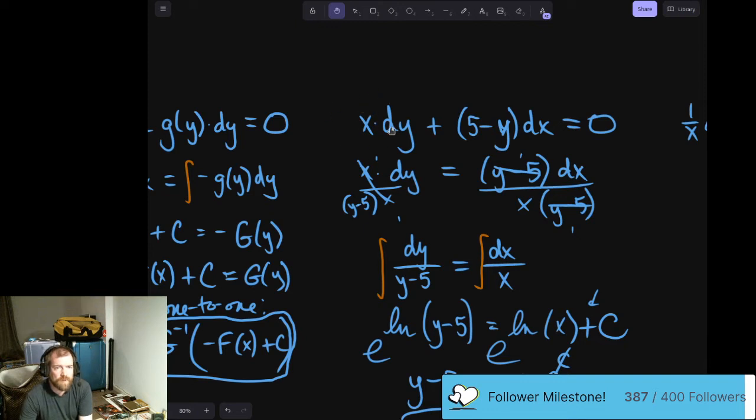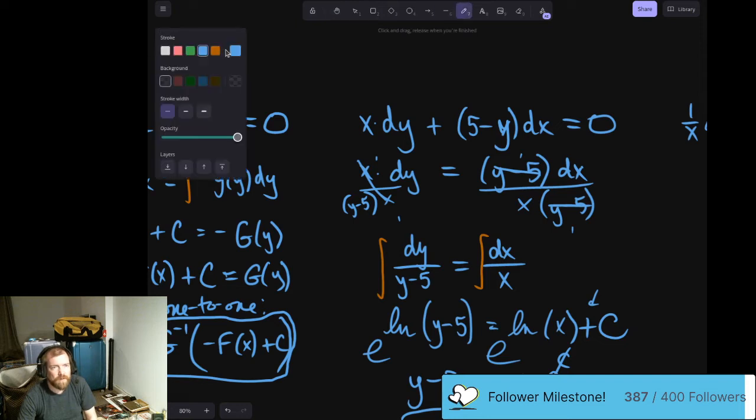If x were 0, that would mean that we get 0 dy plus, now we have an equation which actually has to be solved a specific way. So this would be (5 minus y) dx is going to be equal to 0. Yeah, never mind, because dx is going to be 0 as well. Okay. I got you. So y is arbitrary. If x is 0, we're going to get what's called a trivial solution. So that is actually an important point.